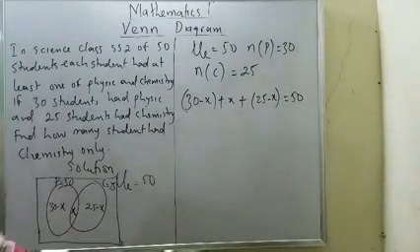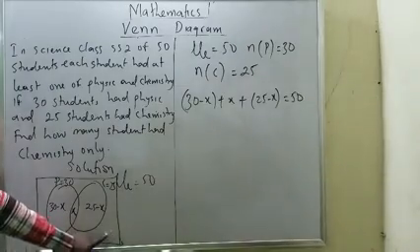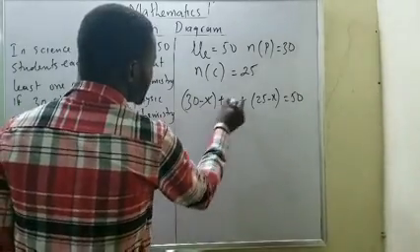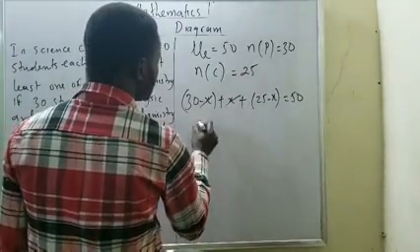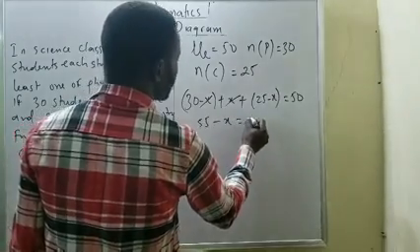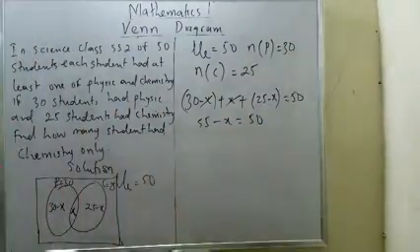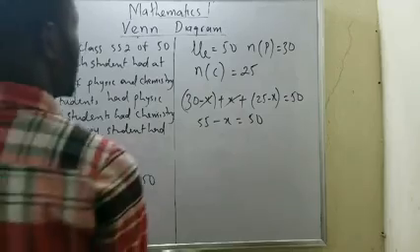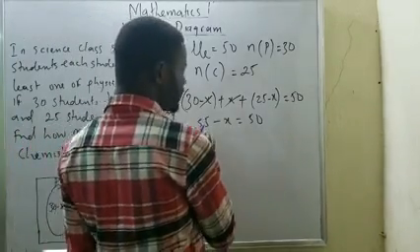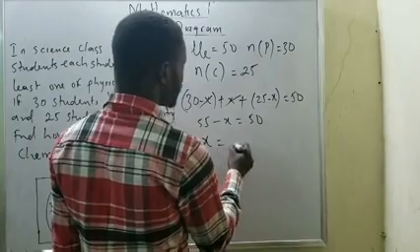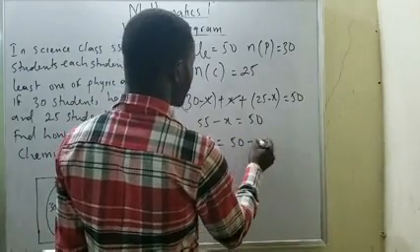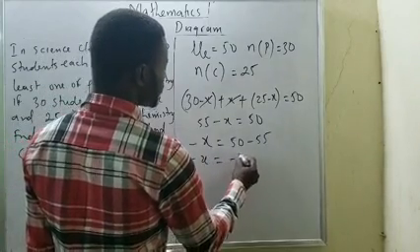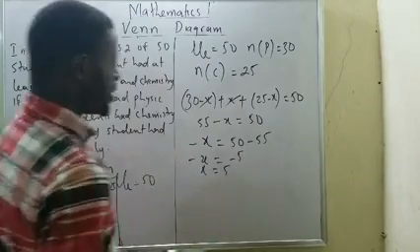I've added up the whole of what is present here. If somebody here is not doing any, I will add that too. The X terms cancel, and it will be 55 minus X equals 50. Subtracting 55 from both sides, minus X equals 50 minus 55, which is minus X equals minus 5. I multiply both sides by minus 1, so X equals 5.